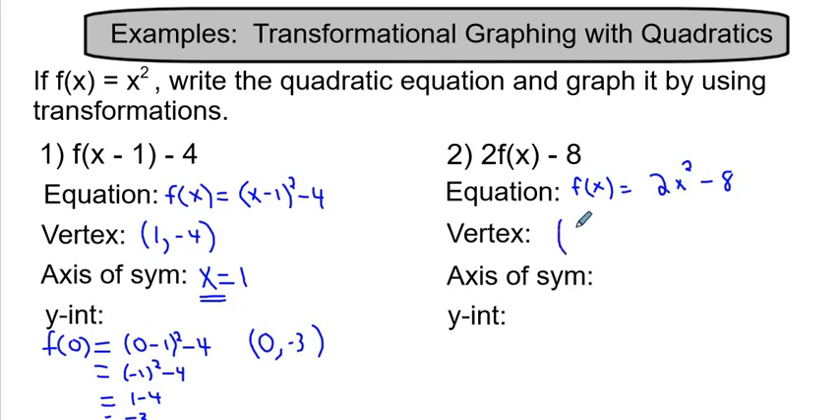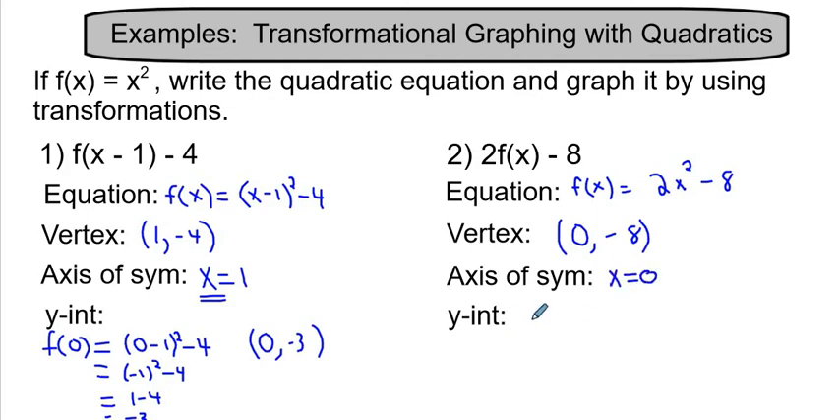So the vertex will be 0, and I always tell my students, no parentheses, no h. It's really important to remember that. There's no parentheses, so that means that 8 has to be a k. That means our axis of symmetry is going to be x equals 0. Make sure you have the x equals.